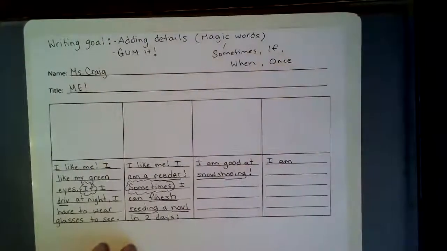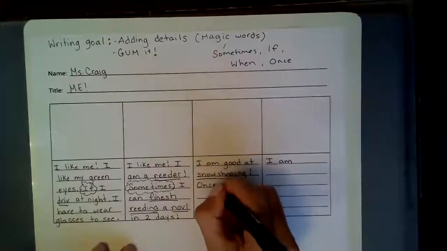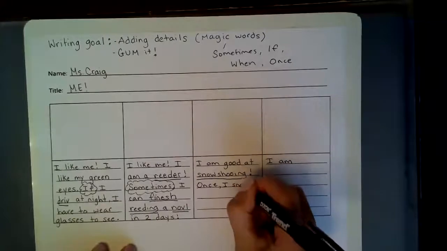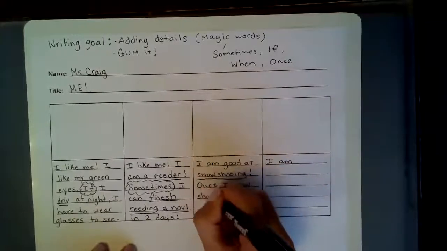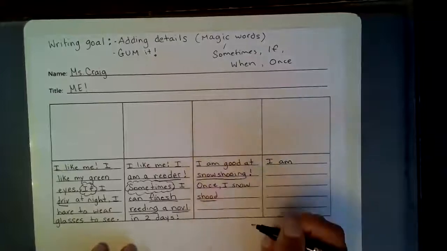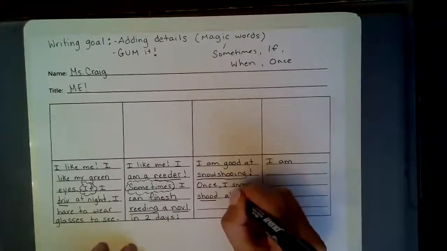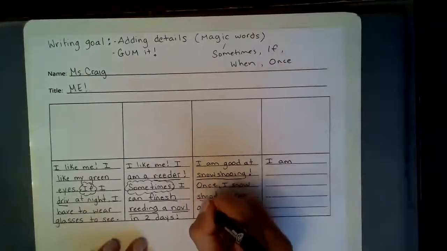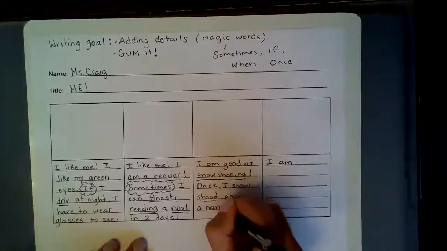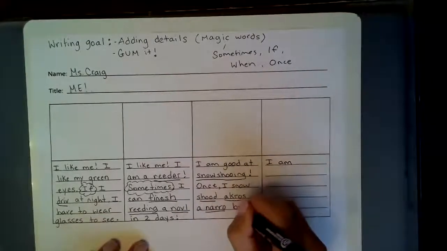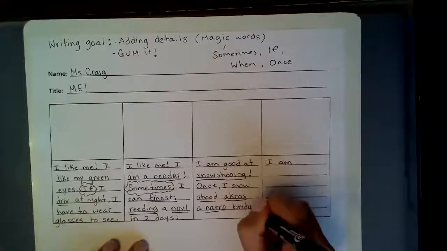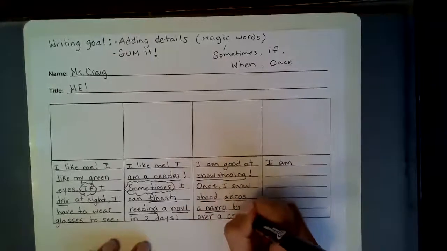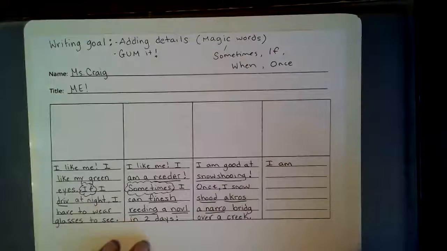Okay, it's magic word time. I'm going to use a different one. Once I snowshoed across a narrow bridge over a creek. There we go.